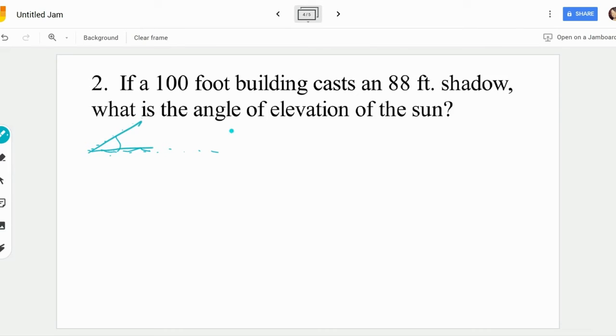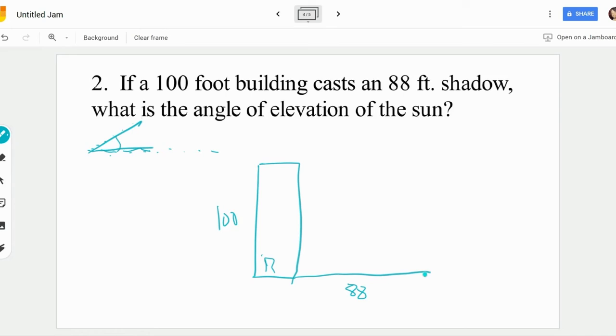So let's just see what we have going on here. A 100-foot building casts an 88-foot shadow. So here's my wonderful drawing. There's a building, there's a door, and it's 100 feet tall. And it casts a shadow. Shadow's going to be on the ground here. Casts a shadow 88 feet. This is obviously not drawn to scale, but if the shadow's 88 feet, what's the angle of elevation of the sun?